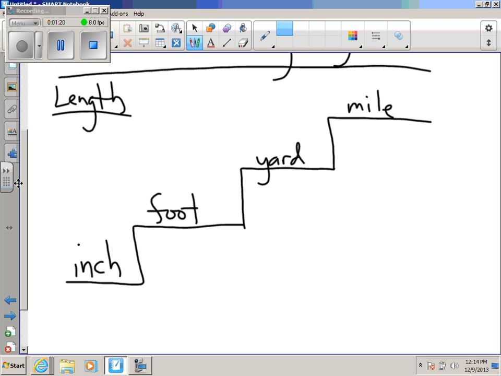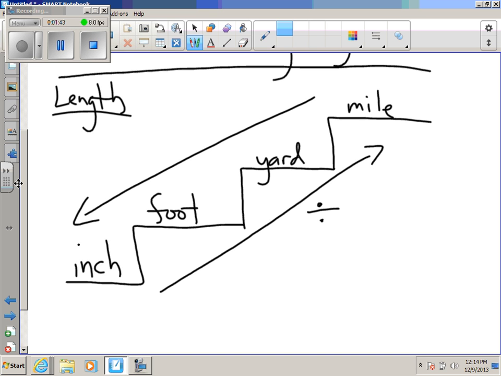If it gives you a visual as to a plan and a strategy to solve these problems, then it's accomplished its goal. As we go up the staircase from a smaller unit of measure to a larger, we will be dividing. When we go down from a larger to a smaller unit, we will be multiplying.